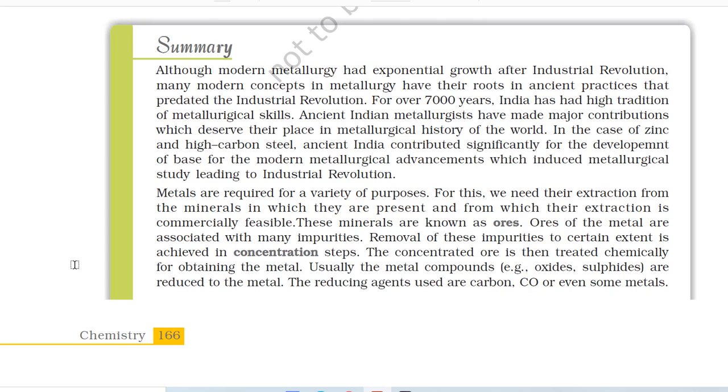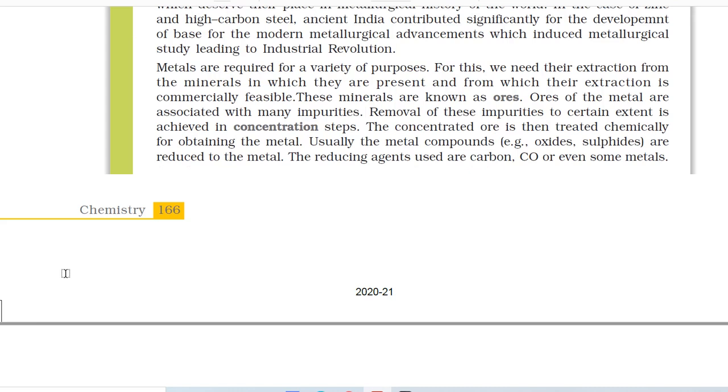Metals are required for a variety of purposes. For this, we need their extraction from the minerals in which they are present and from which their extraction is commercially feasible. These minerals are known as ores. Ores of the metals are associated with many impurities. Removal of these impurities to a certain extent is achieved in concentration steps. The concentrated ore is then treated chemically for obtaining the metal. Usually the metal compounds, for example oxides, sulfides, are reduced to the metal. The reducing agents used are carbon, carbon monoxide, or even some metals.